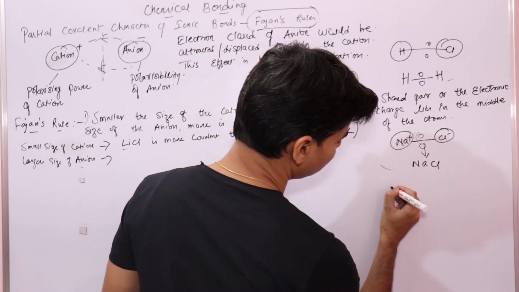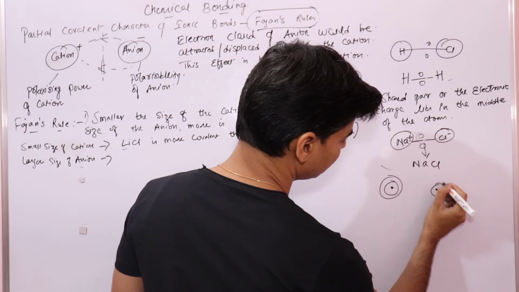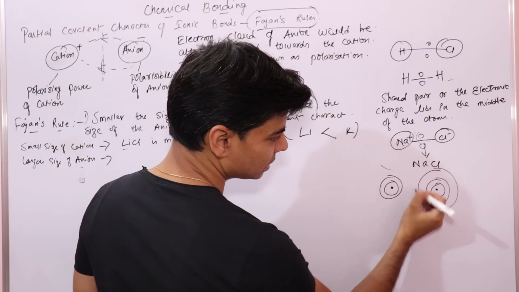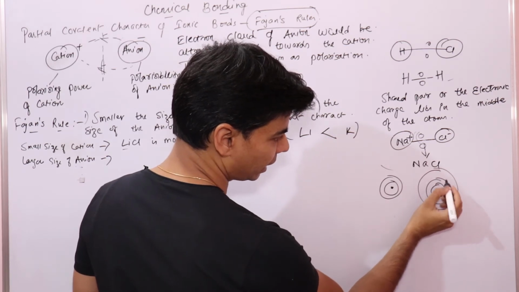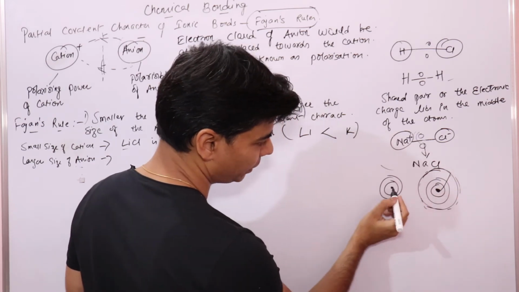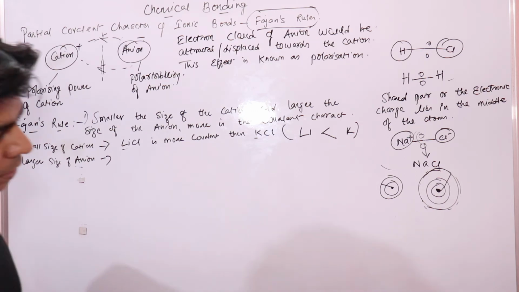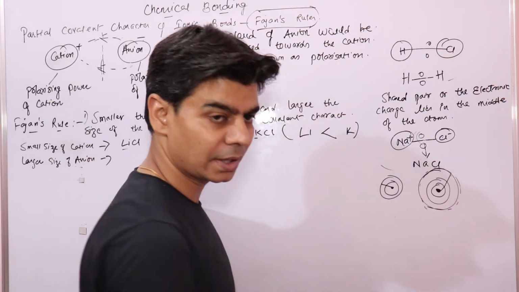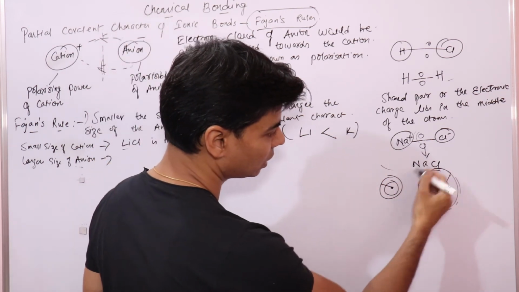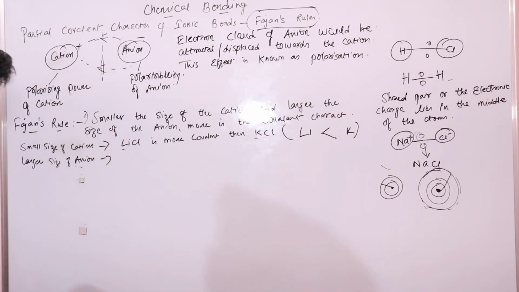Suppose this is the nuclei. If one is this atom, the other is, say, this is the bigger one, right? So in this case, the attraction of these outer electrons by the nuclei would be less compared to this small anion. This is what it means. So in case of bigger anions, the attraction by the nuclei is less, so the electron cloud of anion could easily be attracted by the cation.